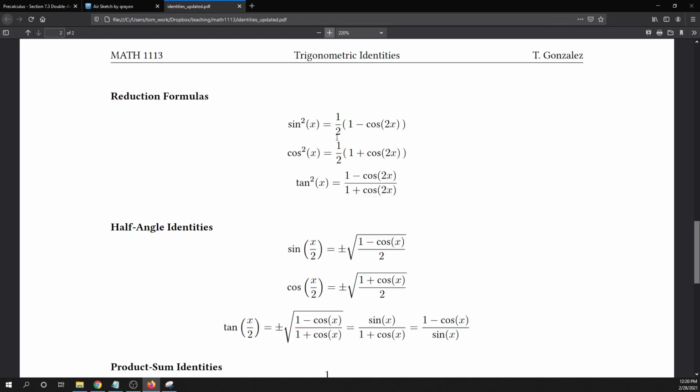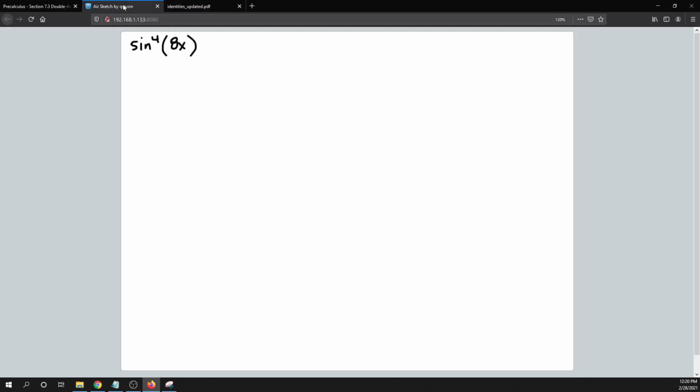When you do that, though, you can see that there are no formulas for the fourth power, only for squareds. So what you're going to have to do in that case is rewrite this as sine squared 8x, quantity squared, like so. That in turn is equal to sine squared 8x times sine squared 8x.